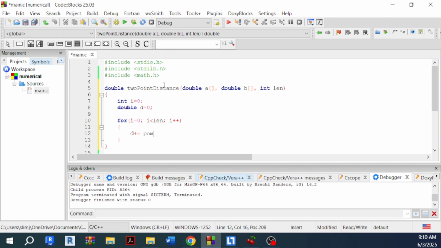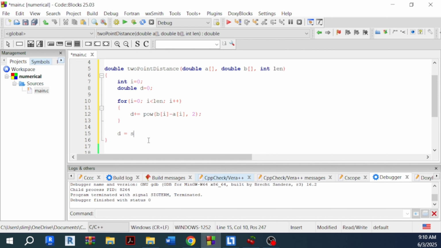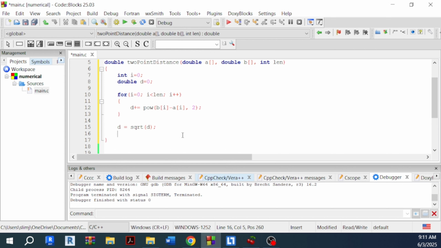In other words, d plus equal the power of b of i, first coordinate of the second vector, minus a of i, first coordinate of the first vector, raised to the power of 2. Of course, at each iteration, it will jump to the next coordinate and do the same. Finally, after adding all of them, the new value of d is equal to the square root of d, which is the sum of x2 minus x1 squared plus y2 minus y1 squared plus z2 minus z1 squared. And return d.